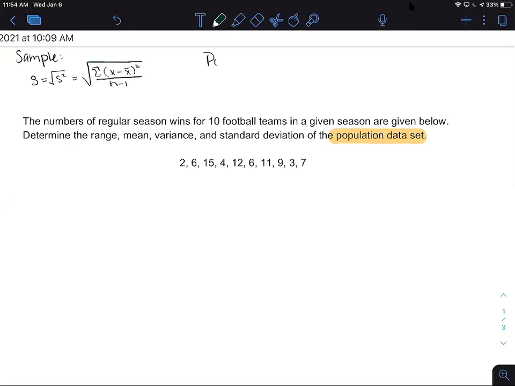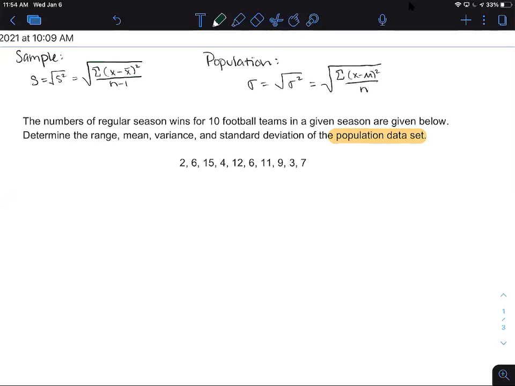And then for the population, we're doing sigma, the square root of sigma squared for the variance. And then here, instead of dividing by n minus 1, we're just dividing by n. Okay. So that's the key differences there.